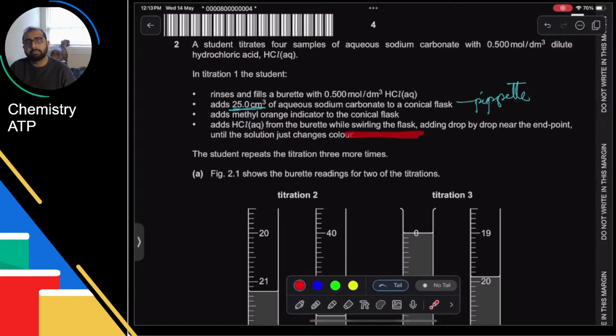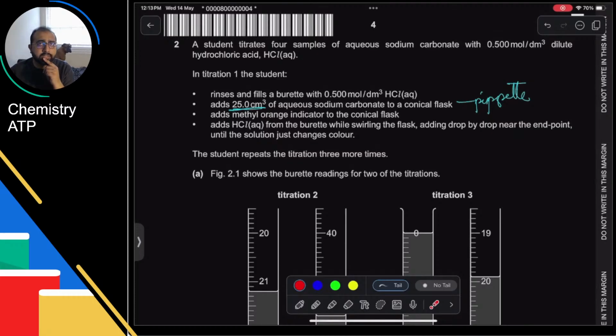Why is swirling important? Because you need to make sure that it mixes thoroughly. Adding drop by drop near the end point. Again, it's important, as one extra drop can change the whole process, and the end point is reached very quickly. So that's why you have to be careful when you're nearing the end point.